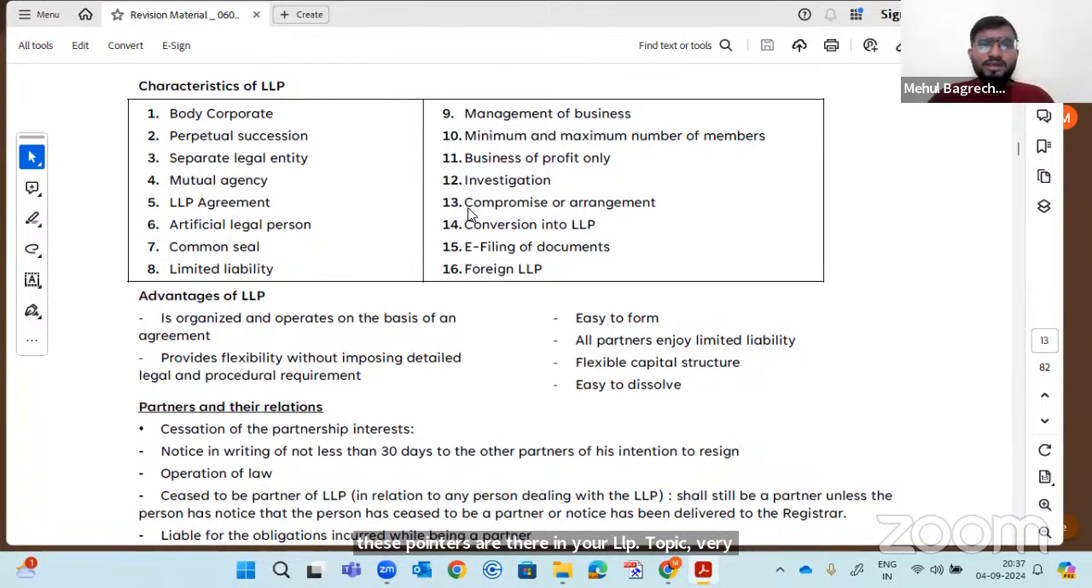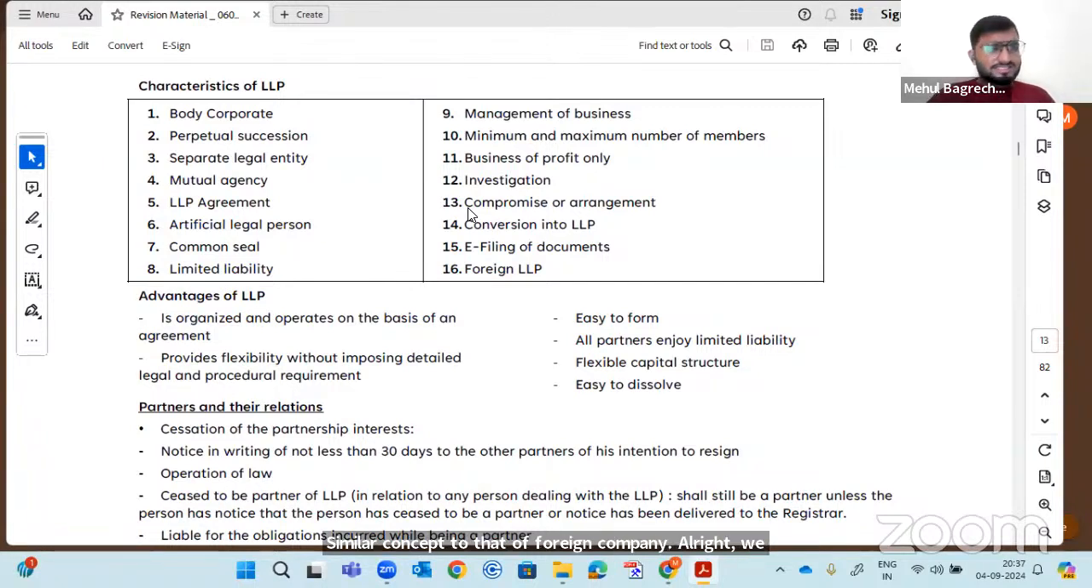What is this for an LLP? An LLP which is incorporated outside India and has a place of business in India. Simple. Similar concept to that of foreign company. All right. While we were discussing foreign LLP, I had mentioned this to you.